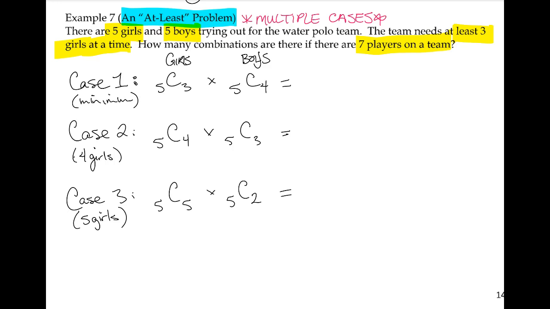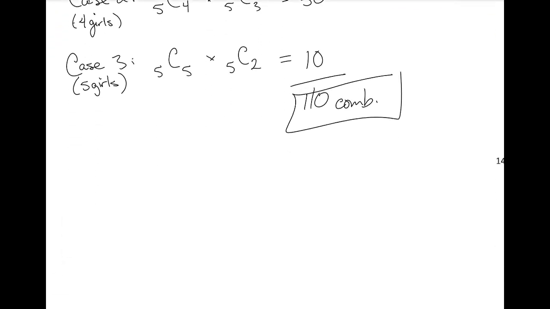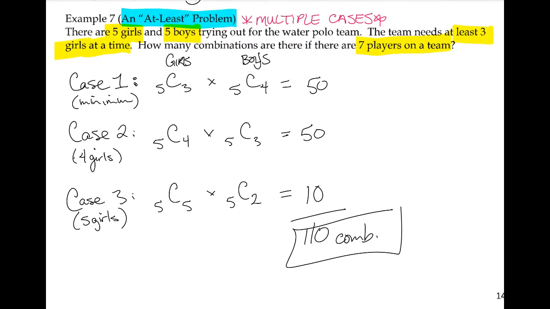So I'd use my calculator to calculate each of these, and then I would add them all up. So 50, 50, 110 combinations is my final answer. So anytime you see some restrictions about at least, at most, you're going to have to go on a case-by-case basis. So just bear that one in mind.